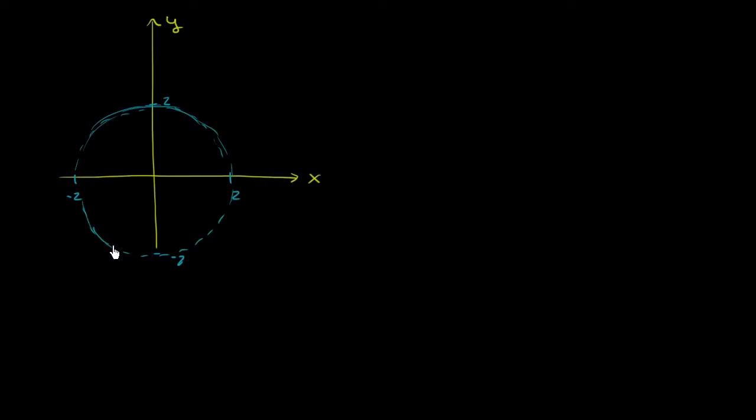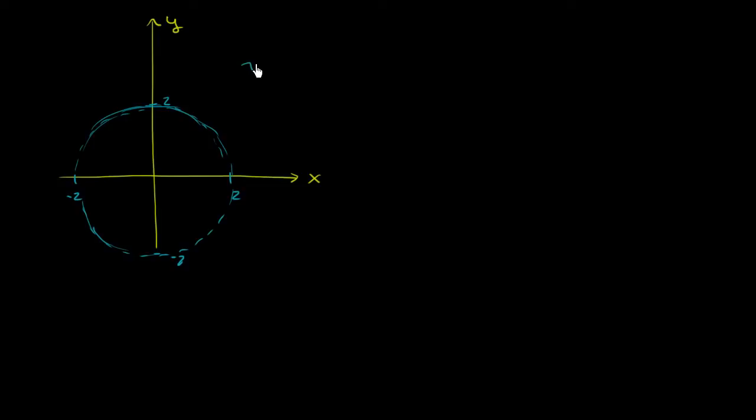So let's say that's our y-axis, and this right over here is our x-axis. And let me draw a circle here that has radius 2. So it's a circle of radius 2. This is negative 2. This is positive 2. This is negative 2. So my circle is centered at the origin. It has radius 2, so that's my best attempt at drawing the circle. Let me fill it in. So this is a circle.